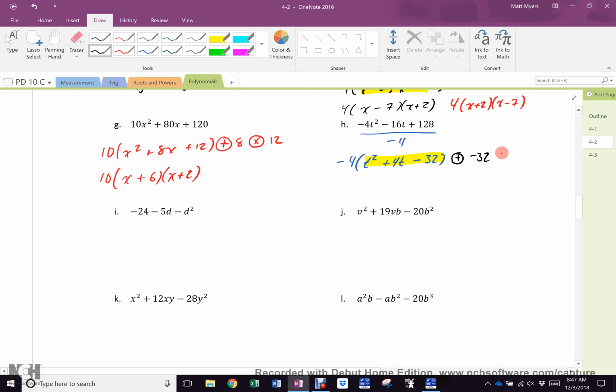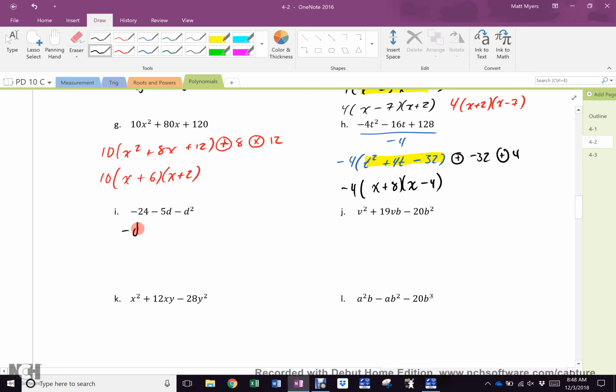Multiply to -32. Add to 4. What is it? t plus 8. Not x, t. Right? Okay, what's weird about I? The square's in the wrong spot, yeah? So, can we move it around?